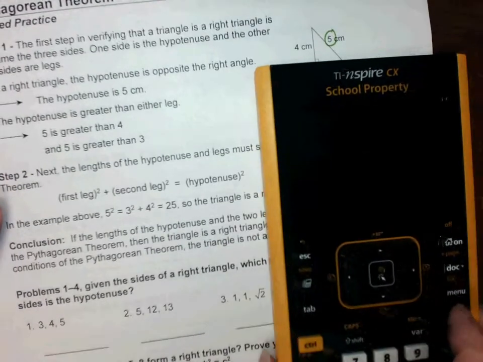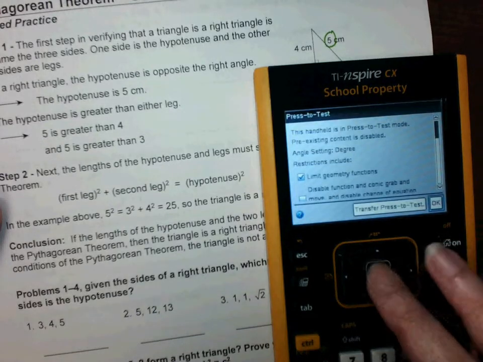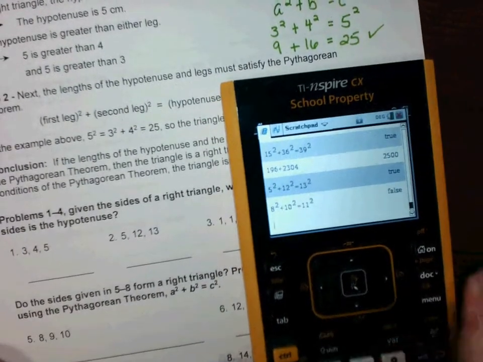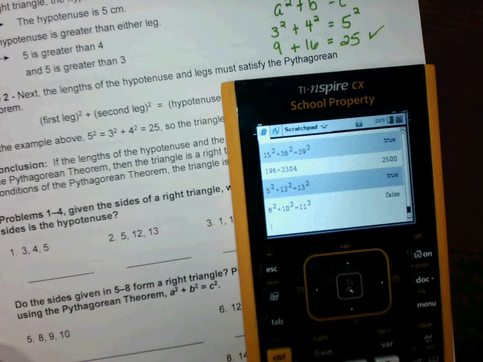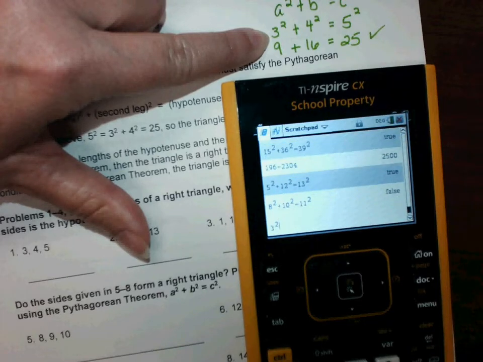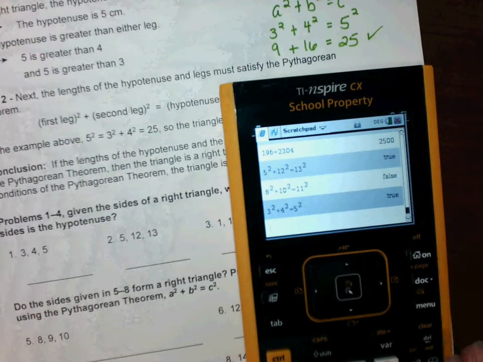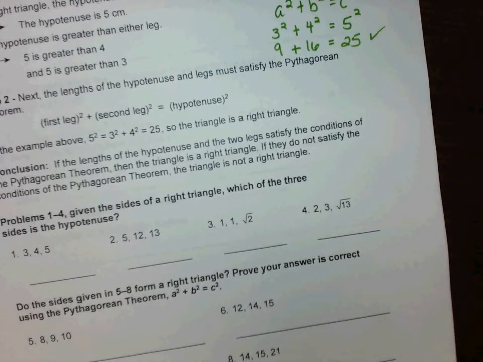You can also do the same thing on your calculators if you have them. This isn't Mini 3-1, you don't need that. You just type it in exactly as you have it here. 3 squared plus 4 squared equals 5 squared. Hit enter and it'll tell you that it is true. So yes, it is a right triangle.